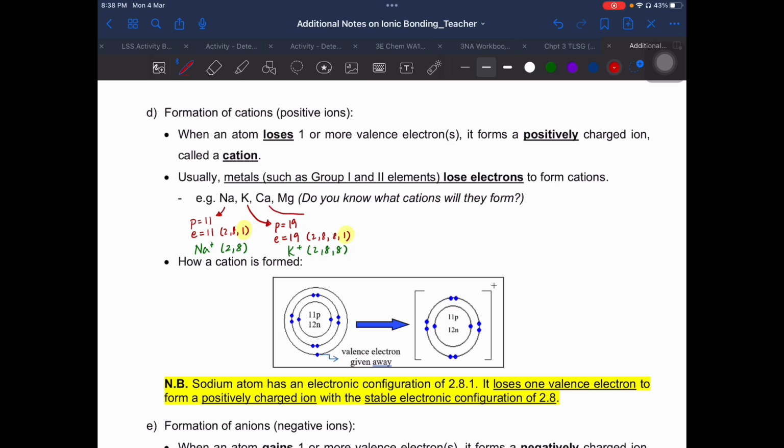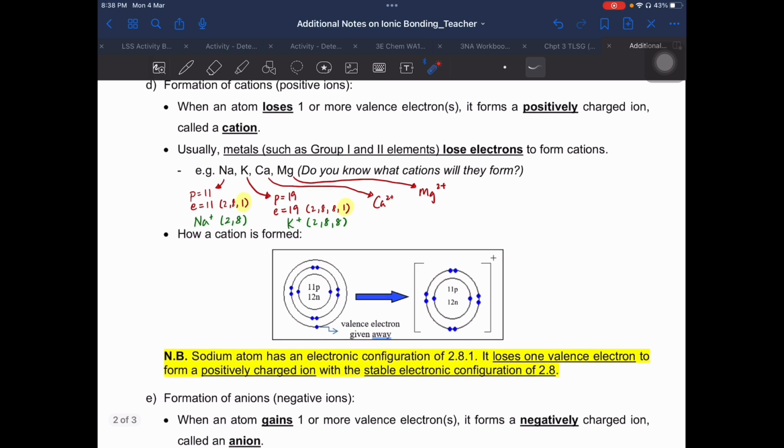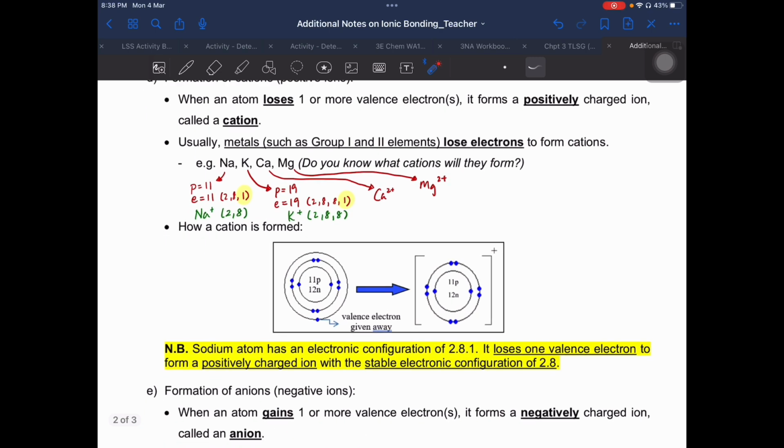And then for calcium, you can work it out yourself. And for magnesium, you can work it out yourself. And you should be able to derive Ca2+ and Mg2+. Okay, so this was what we already went through in the previous chapter on atomic structure. Just a quick recap. So in terms of how you draw it out, how does it look?